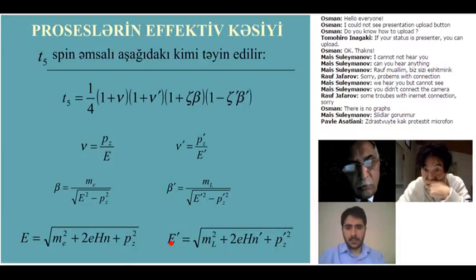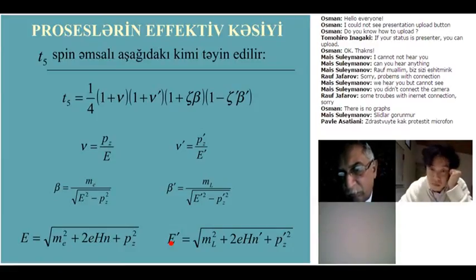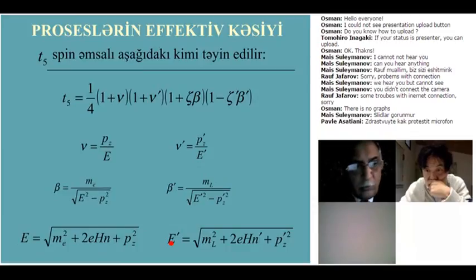We have noted that T5 is the coefficient which contains the spins of the particles. Here zeta is the projection of the spin of positrons, and zeta prime is the projection of the spin of muons or tau leptons. Nu and nu prime are parameters, and beta and beta prime also are parameters. E and E prime are the energies of charged leptons in a magnetic field, and the magnetic field is assumed to be homogeneous and constant.